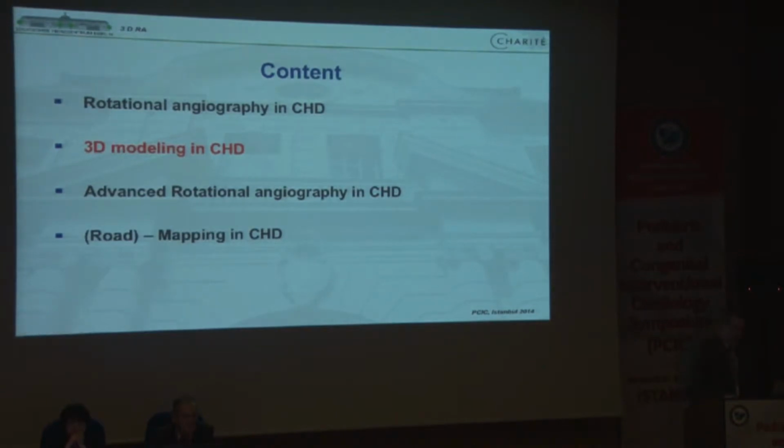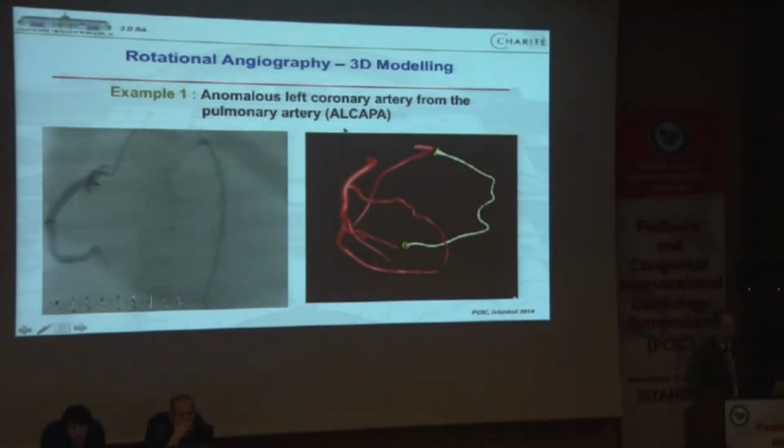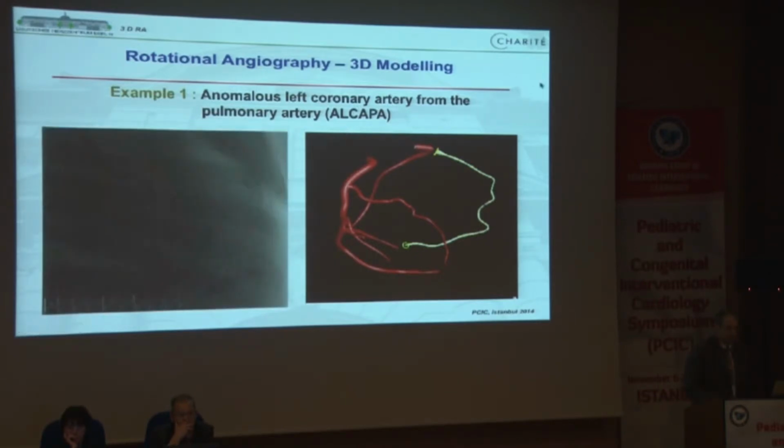So what about 3D modeling? If you want to have spatial information about that, this is a rotational angiography in an ICAPA. You can reconstruct that very easily, and you will have three-dimensional information about your coronary artery system, which is not necessarily important in this situation, but in other examples it gives you very nice information.